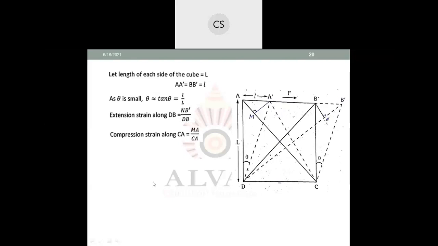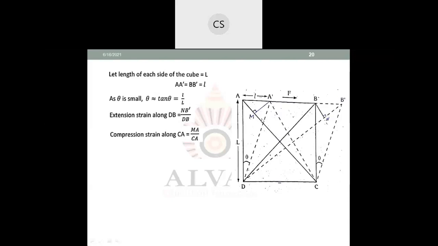Similarly, you can have compression strain along AC or CA. You can see with my pointer that the diagonal AC gets compressed, so it is strained. We can call it compression strain. How can you define compression strain? Again, change in length to the original length of the diagonal. How can you get the change in length of the diagonal? That is the reason why we have drawn a perpendicular. Here you can see the perpendicular drawn, that is A dash M.